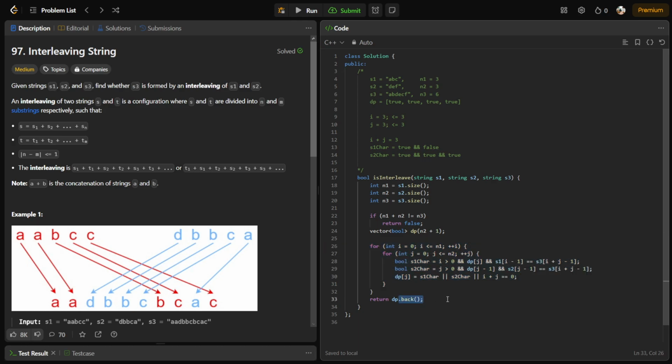When we return dp back, which is the last boolean, we get true, right? Which means s3 can be made by interleaving s1 and s2, which makes sense. If, let's say, this is not f, this is g, for example, then we will not have the last true because over here this will result in false, right? When that happens, this last one will become false and it will just return false, right? That is one of the examples.